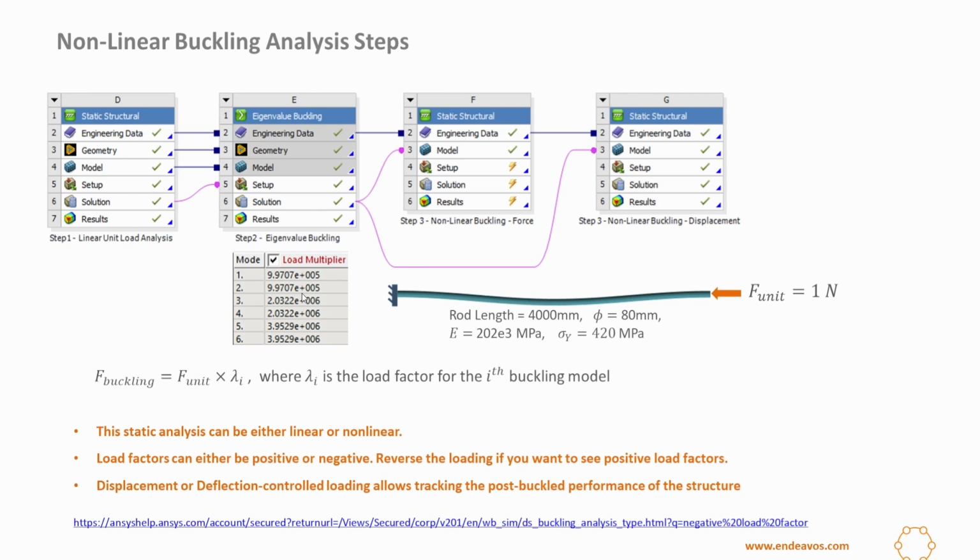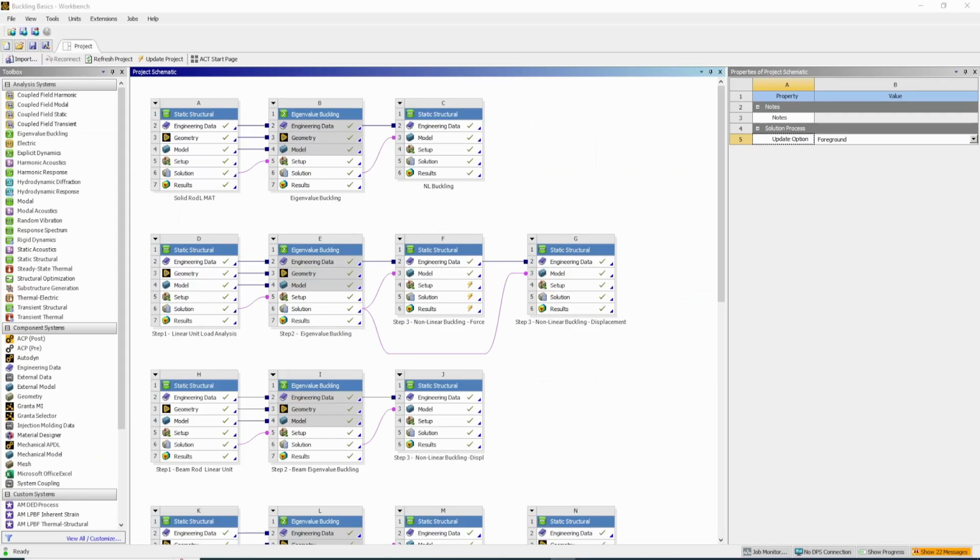The other thing is you may be getting load factors with negative values. So if this is the case, you may want to change your loading direction. I say that, but do not change compression to tension, because you will not get any buckling. So if you have a point load at the end of a cantilever beam going downwards and you're getting a negative load factor value, then switch it to upwards and you will get positive values.